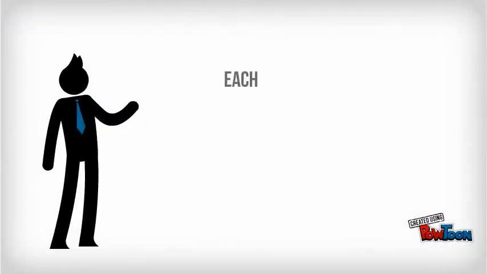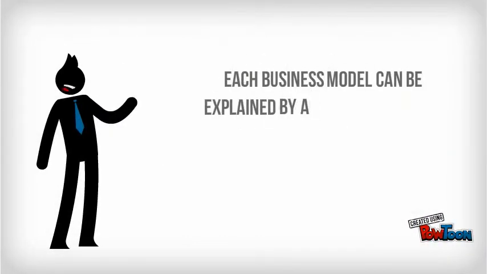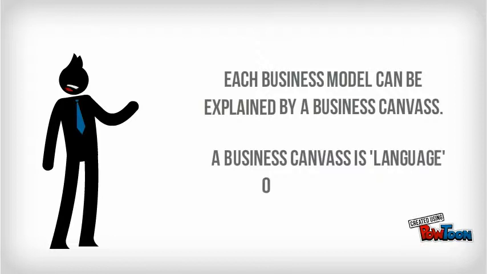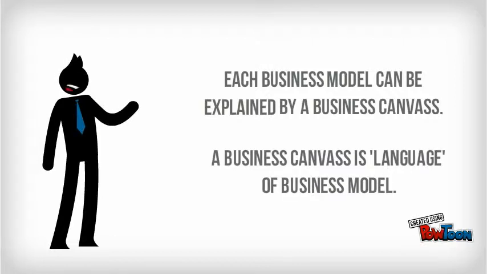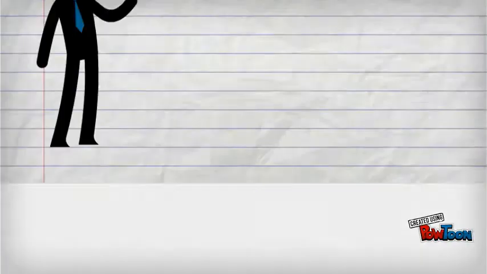Although there are different business models, they all have a set of basic elements in common. These elements form a business canvas. Each business model can be explained by a business canvas. A canvas is basically a language of a business model.